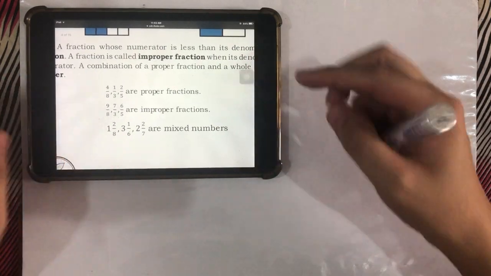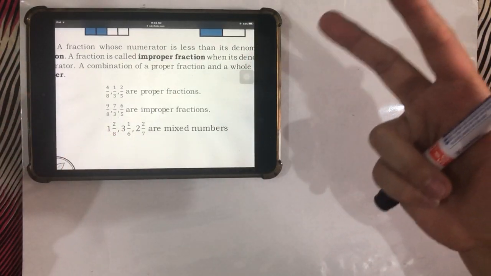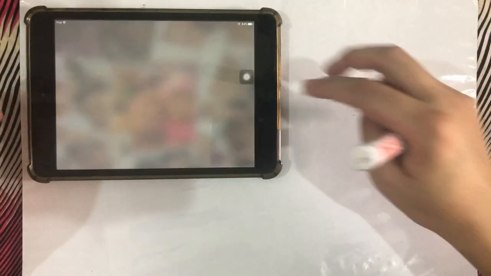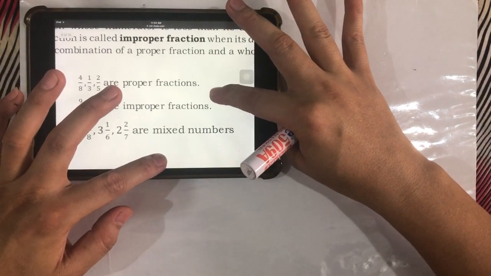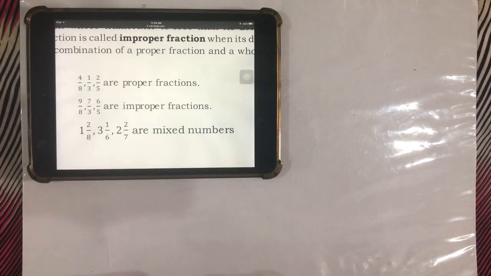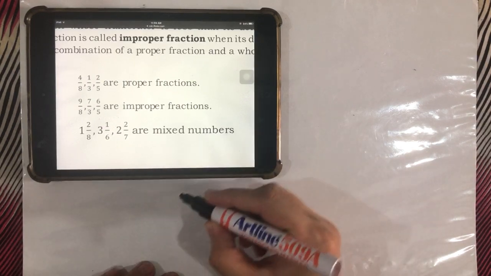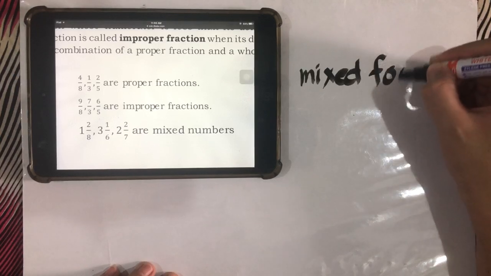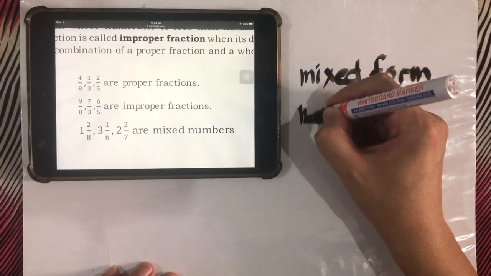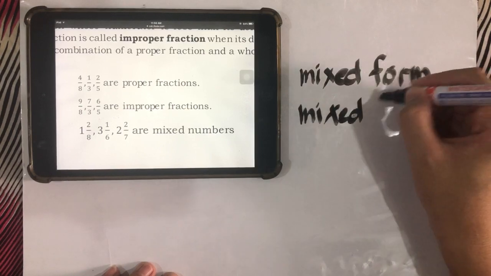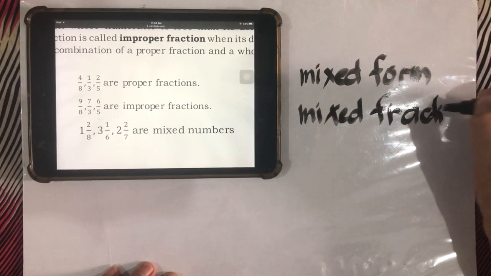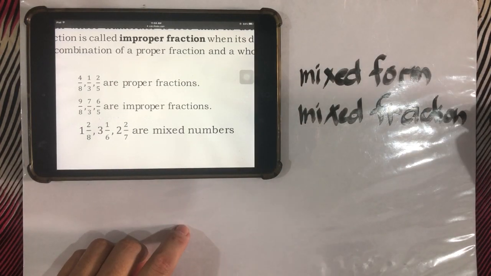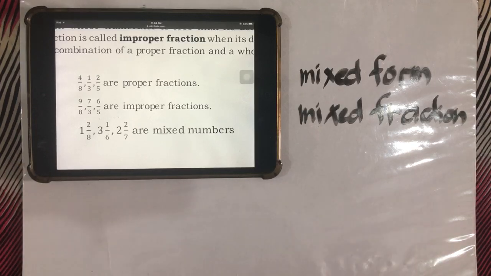So, let's try to describe it and then explain it. Okay? So, we have proper fractions, we have improper fractions, and also we have mixed numbers, or pwede rin siya sabihin na mixed form, or pwede rin sabihin na mixed fraction. Either of the three, pwede yan. So, pwedeng mixed number, pwedeng mixed form, pwedeng mixed fraction. Okay, balik tayo sa proper fraction.